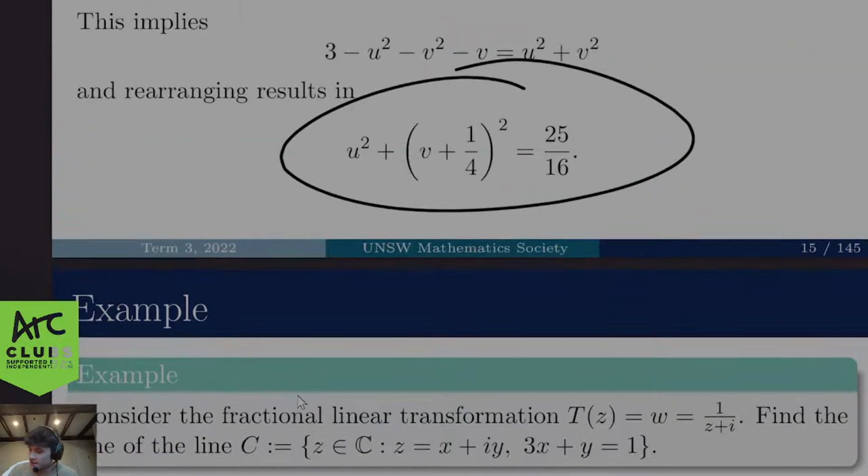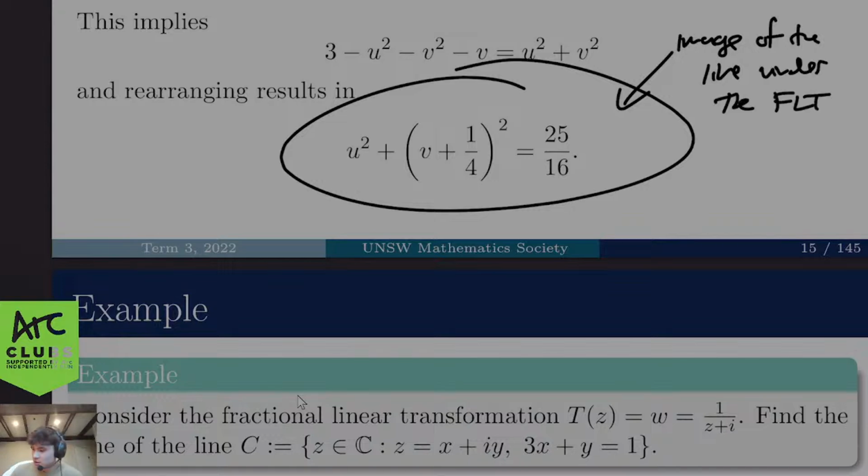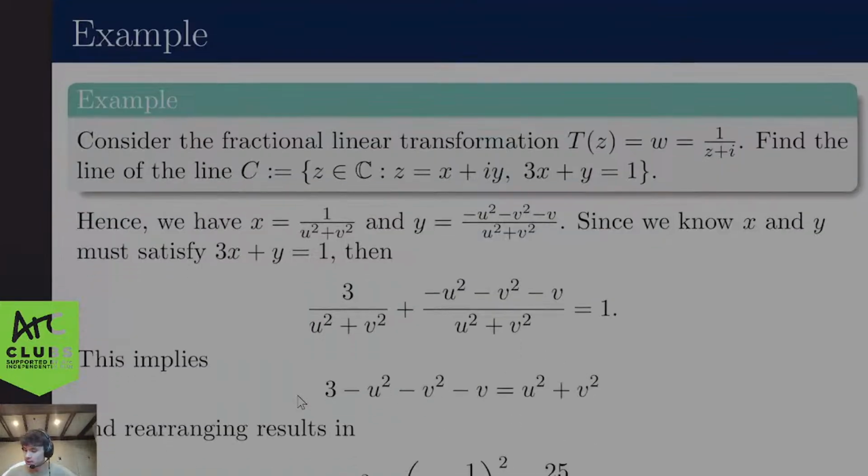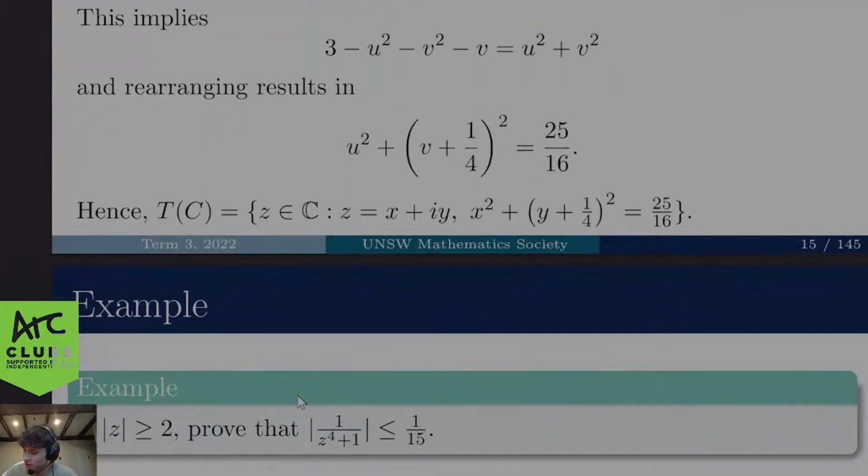And so this is the image of the line under the fractional linear transformation. So in other words, the line becomes a circle. And in particular, notice that this circle is what? The circle centered at the point 0, negative 1 on 4, with radius 5 on 4. So radius 5 on 4.